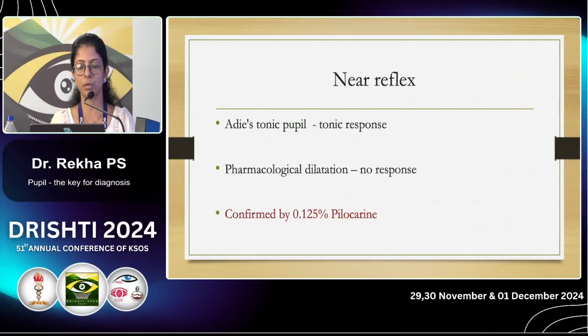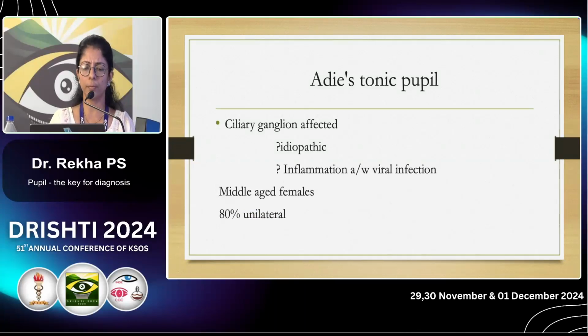So if both these are ruled out, then definitely you have to check for the near reflex and see the reaction. If it is a tonic response, that is more in favor of an Adie's tonic pupil, or if there is no response at all, it can be a pharmacological dilatation. We can differentiate these two by using dilute pilocarpine, 0.125 percent pilocarpine. If you use pilocarpine, if it's an Adie's tonic pupil, it constricts, whereas in pharmacological dilatation, there will not be any constriction.